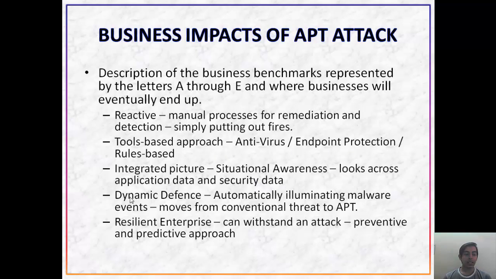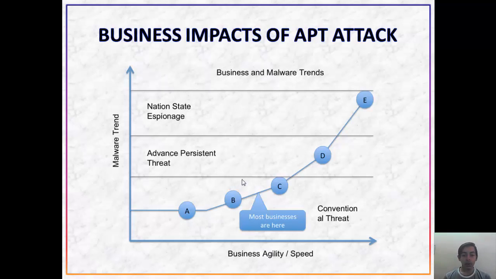The companies situated at D employ dynamic defense techniques, which is basically automatically eliminating malware events and moving from conventional threat to APT. And finally, we come across resilient enterprises or government organizations which can withstand an APT attack using a preventive and predictive approach. Now, most of the businesses are here. What I mean to say is the businesses located here are not at all defended against APT attacks, whereas businesses located here are very well defended against APT attacks, or I should say against known APT attacks.